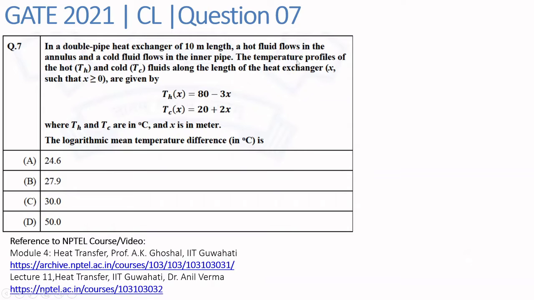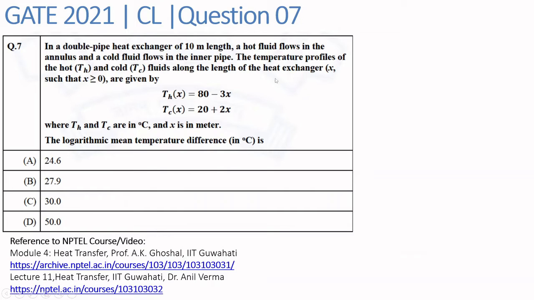We will be solving question number 7 of GATE Chemical Engineering paper, and the subject is related to heat transfer. The question is: in a double pipe heat exchanger of 10-meter length, a hot fluid flows in the annulus and a cold fluid flows in the inner pipe.